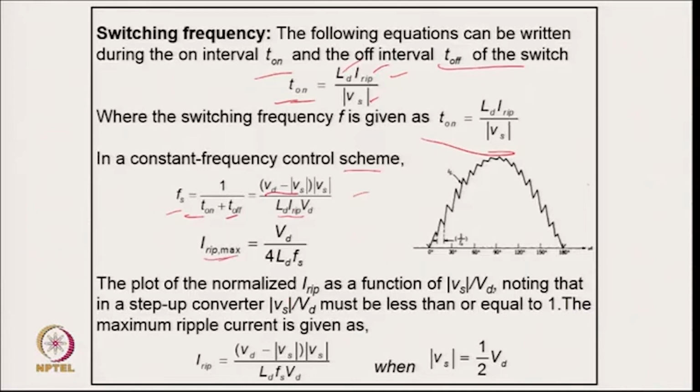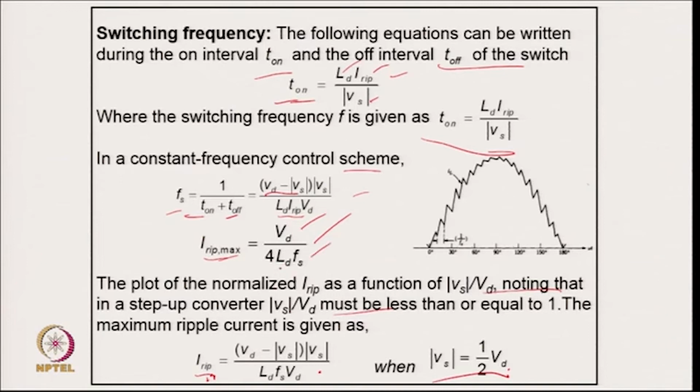We can take the normalized value of Vs. We take the I ripple here, and take the derivative with respect to Vs to see at what value the ripple current will be maximum. When we take the ripple current maximum, we get the relation that Vs should be equal to Vd by 2. With this value we get this relation: the maximum ripple current depends on the DC link voltage and switching frequency.